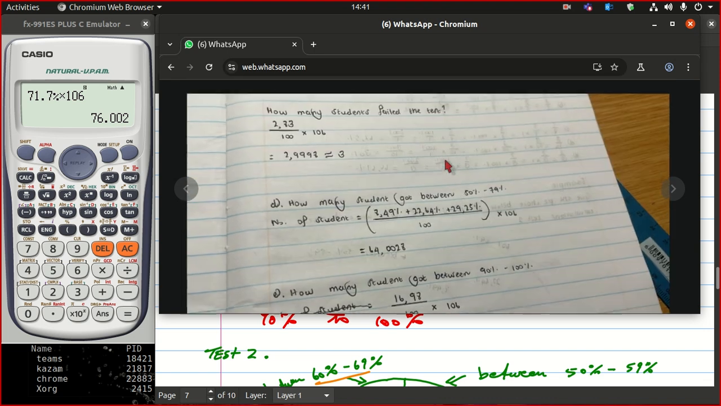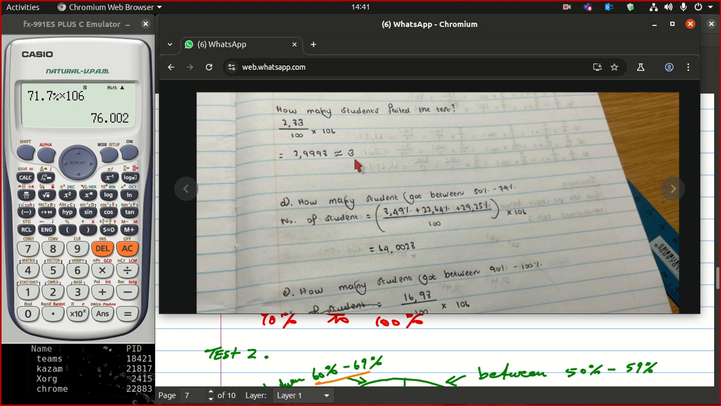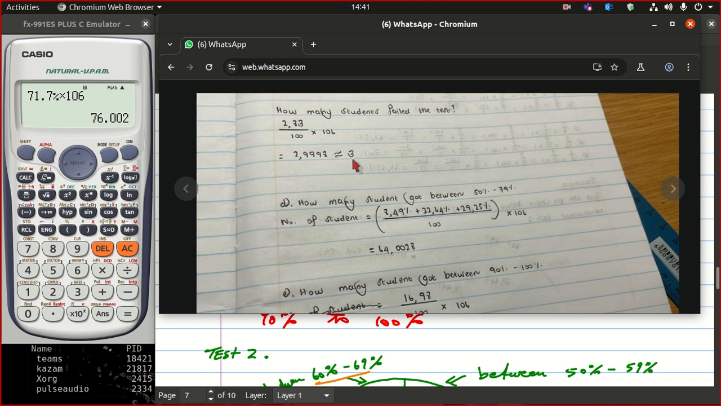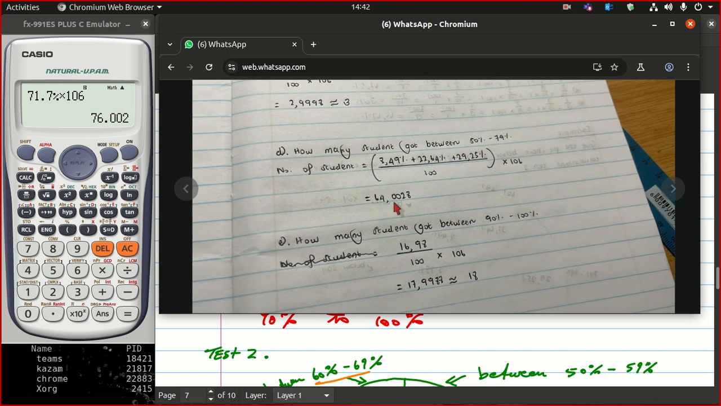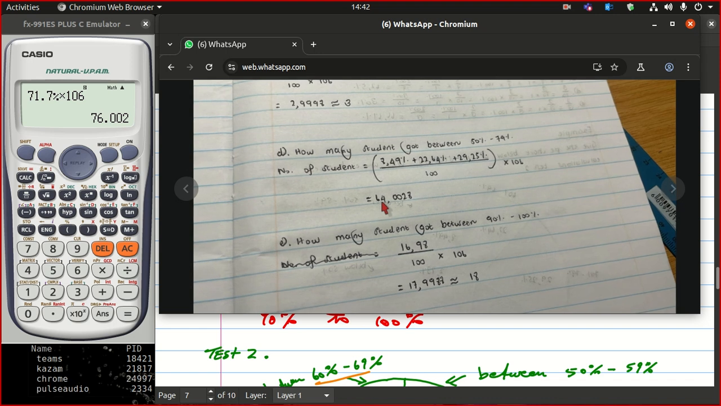Okay, when it comes to this one, what you did is fine, because we cannot have students which are comma 5. We can have 5, 6, or 7. We cannot have 5 or 2 comma something students. So that is why this is a 3. When it comes to this one, your answer should have been rounded off to be 64. So here you're supposed to just have a 64, because we cannot have 64 comma something students.